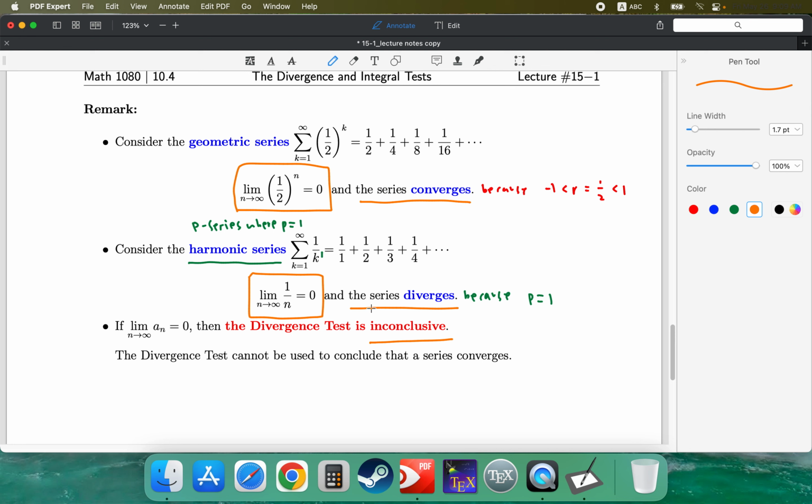If you want to be rude, you can say the divergence test is useless, because we cannot get any conclusion from it. But we try to be polite, so we say it's inconclusive. So again, if the limit of the nth term as n goes to infinity is 0, we don't really know anything about a series.